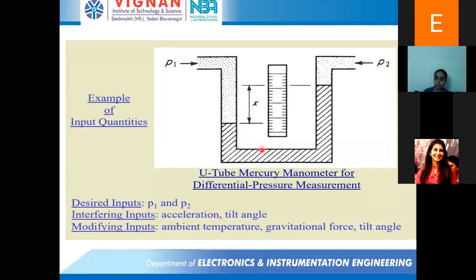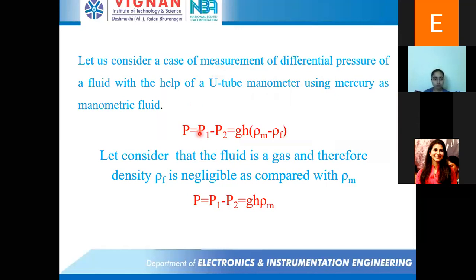This is used for measurement of differential pressure, that is P1 minus P2, or sometimes P2 minus P1. We simply measure the differential pressure. The pressures applied at the two ends of the U-tube are P1 and P2. The differential pressure P equals P1 minus P2, which equals G into H into (rho M minus rho F).